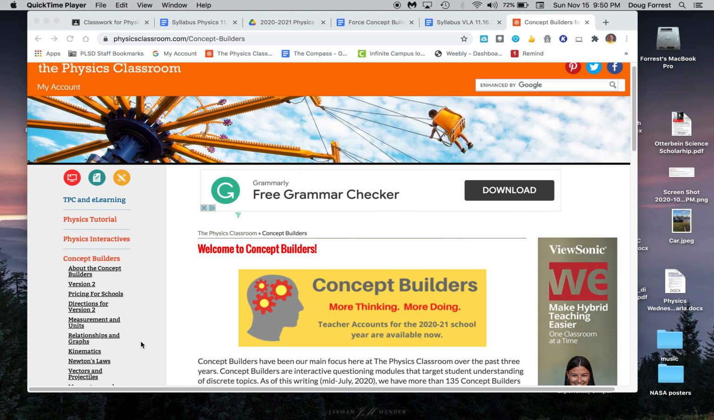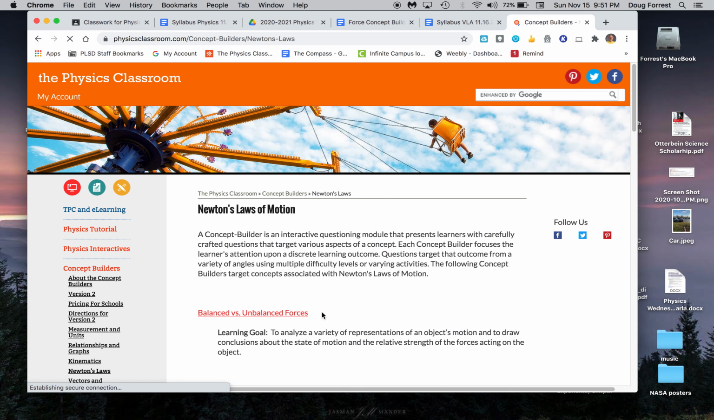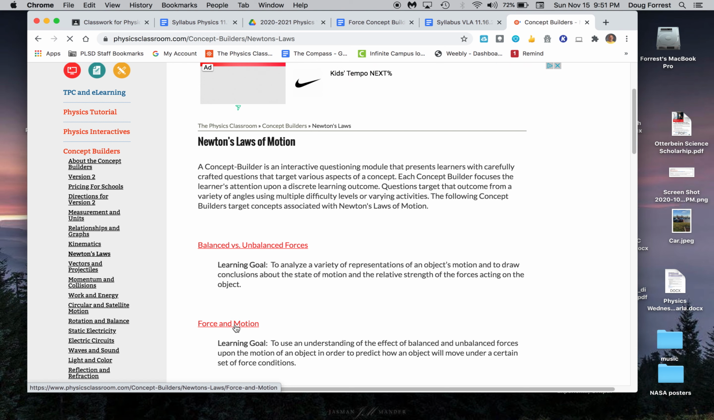I think when you click on your account, the tasks are described to you already. So I don't think you have to go over here to concept builders. If you do that, make sure you're logged in. So these are all Newton's laws. First one is called force and motion, which is right here.